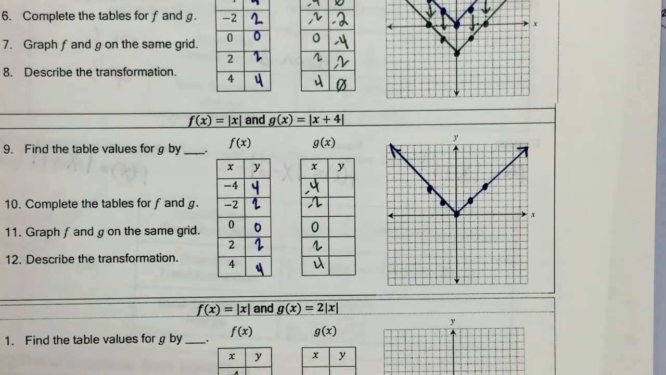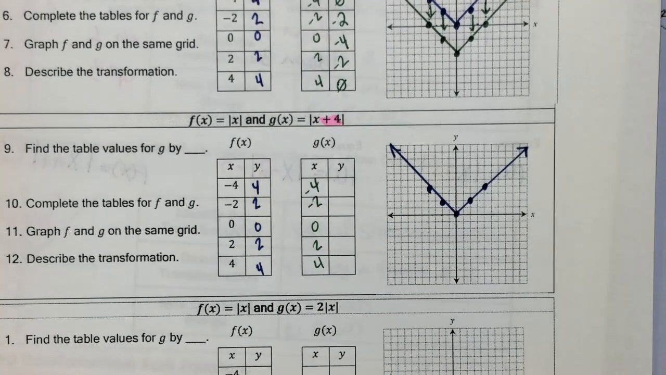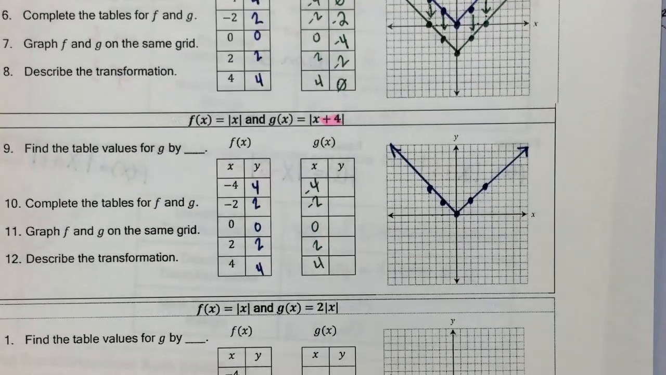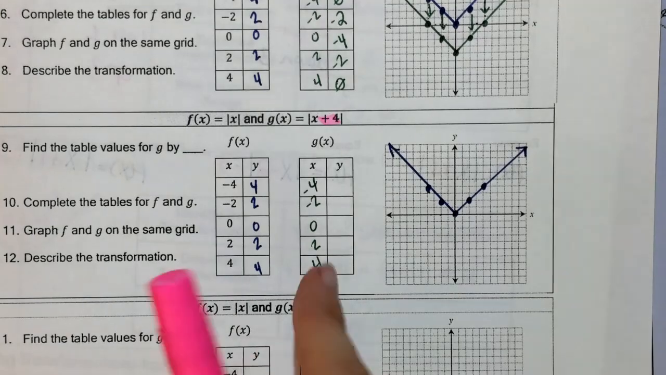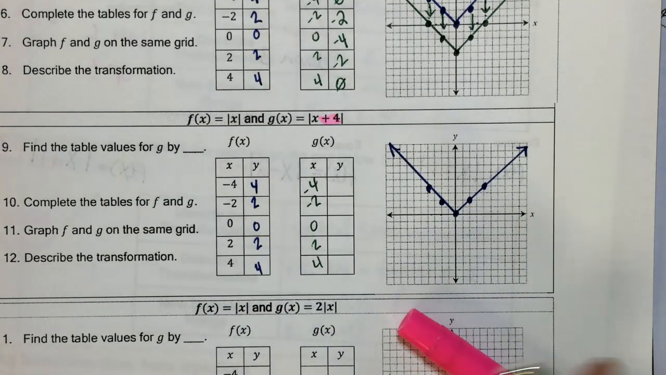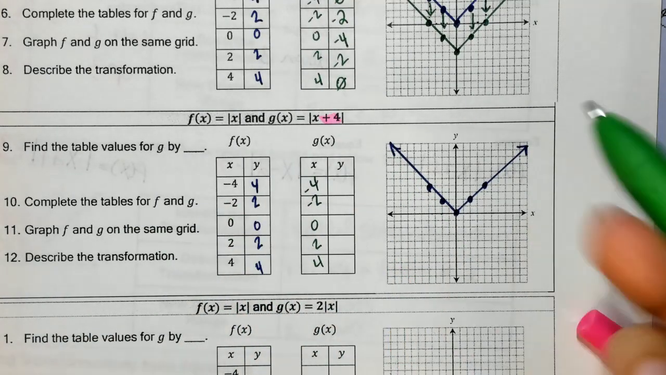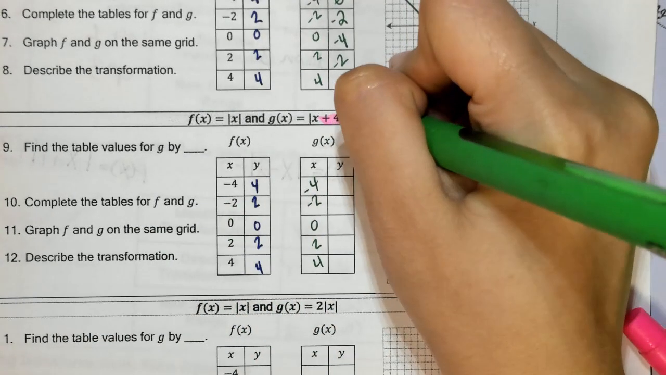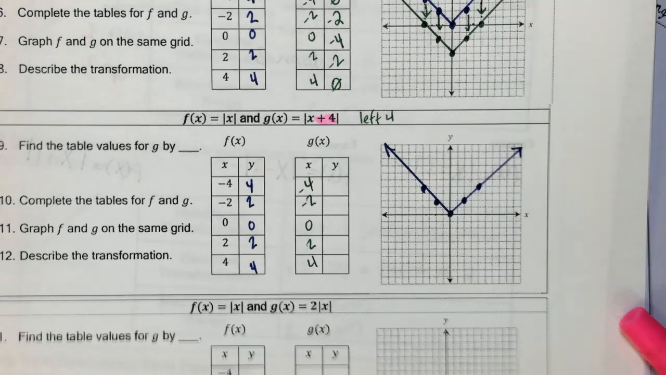This time I can notice that I have an addition or subtraction inside. So first off, addition and subtraction lets me know it's a translation. And since it's inside the parentheses, I know that I have a horizontal translation. Now, if you remember, when you're inside the parentheses, it's opposite. So although this is positive, this should be going left 4. But let's see if that's what's actually going on.